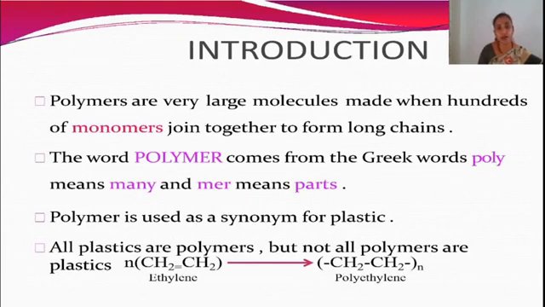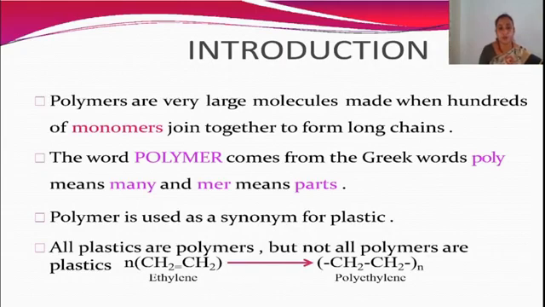Polymerization is a chemical reaction in which two or more than two molecules of same compound or different compound combine together with or without evolution of anything like water, HCl or NH3 to form a large compound. This large compound is known as a polymer. This whole process is known as polymerization.